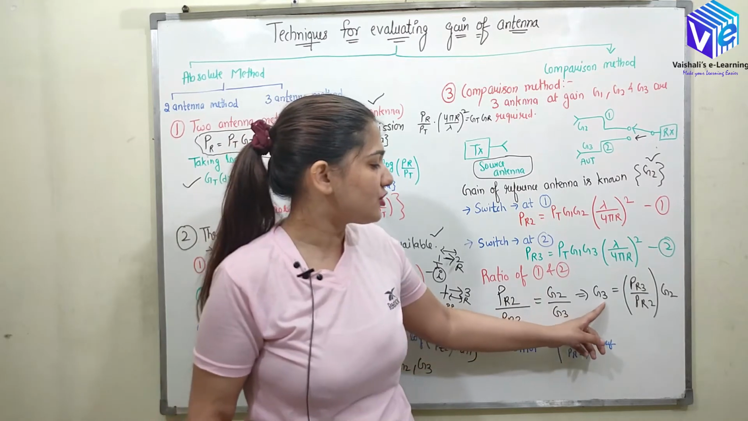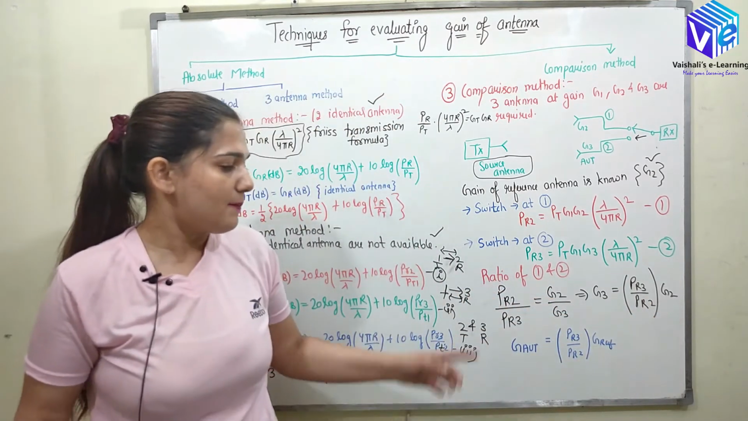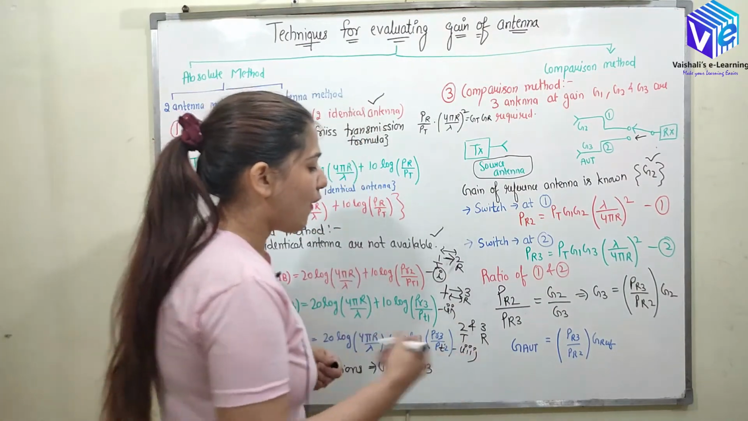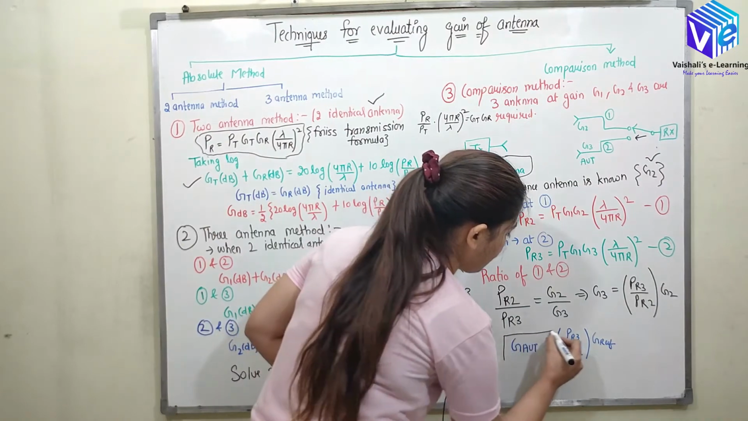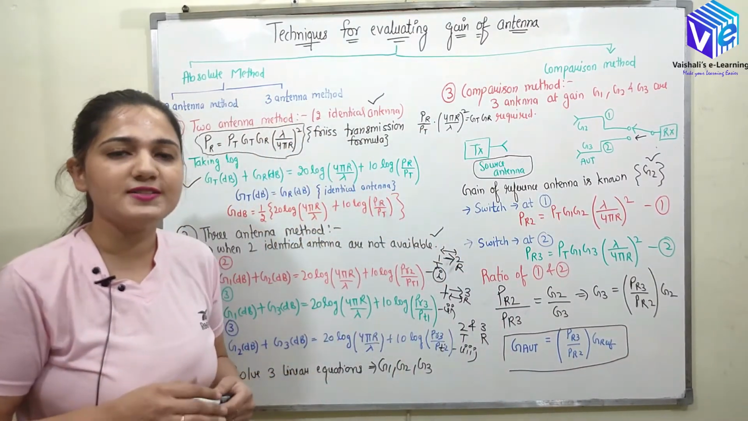G2 I know, so G3 can be equal to PR3 upon PR2 into G2. PR3 and PR2 we know, we can measure them. So the gain of the antenna under test will be equal to PR3 upon PR2 into the gain of the reference, which is antenna 2.